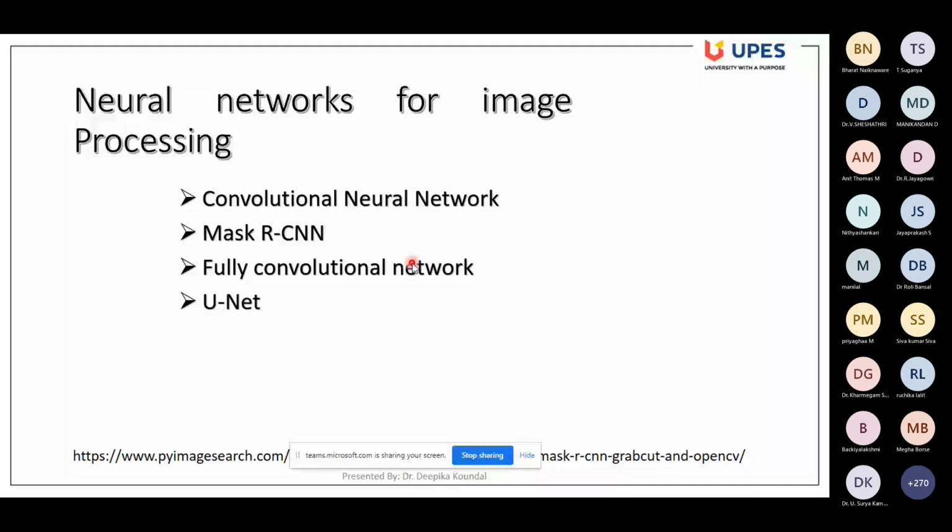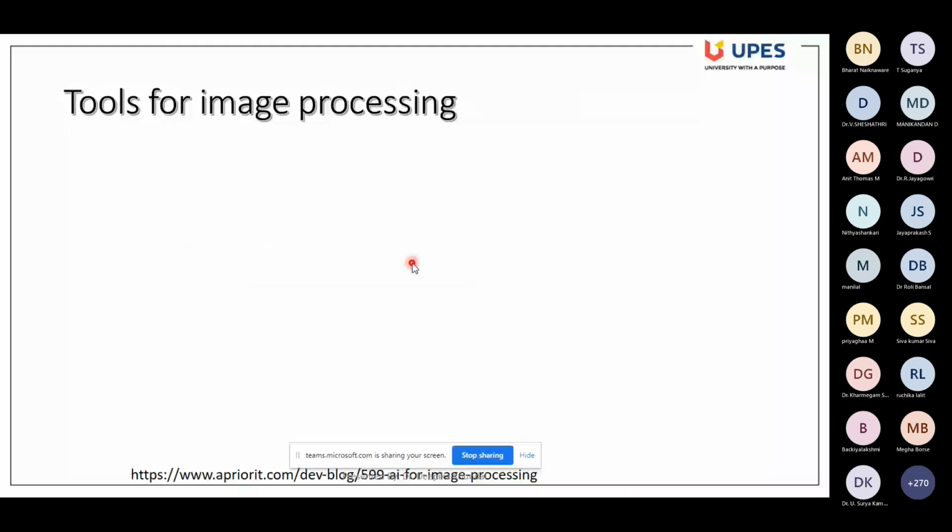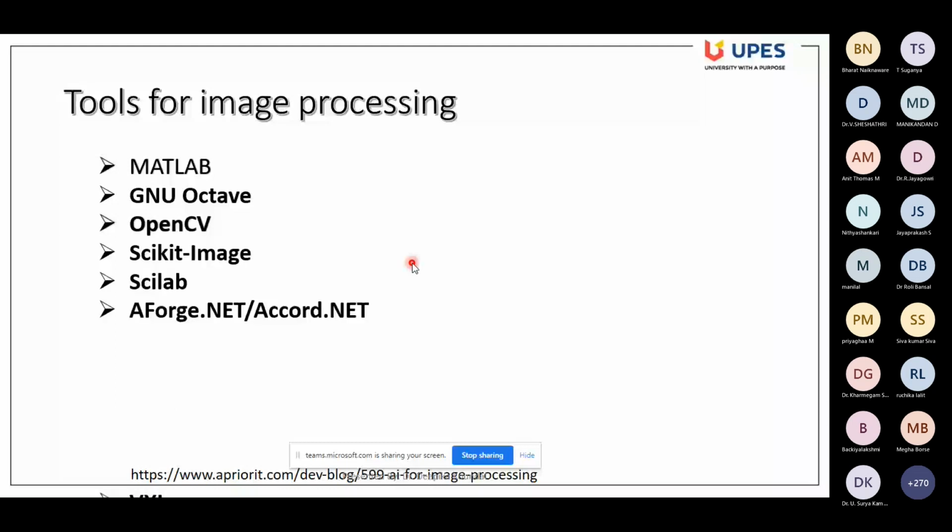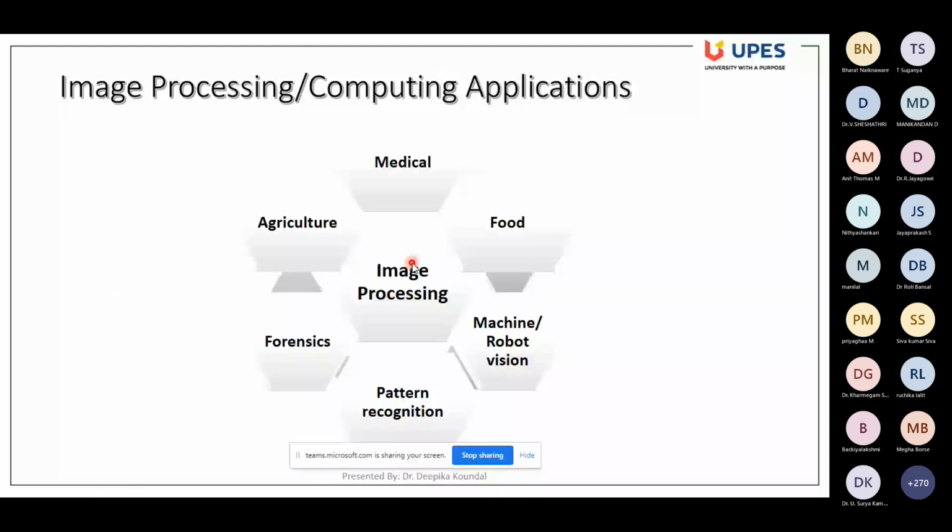For this, we will need to choose an ideal algorithm. Some of the most popular ones we can see are Bayesian nets, decision trees, genetic algorithms, nearest neighbors, neural nets, and deep learning, where we have a CNN, Mask R-CNN, fully convolutional networks, and UNet. Generative adversarial networks are also there. So these are some tools for image processing, and these are the various applications of image processing.